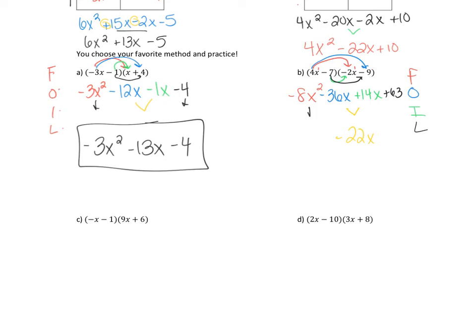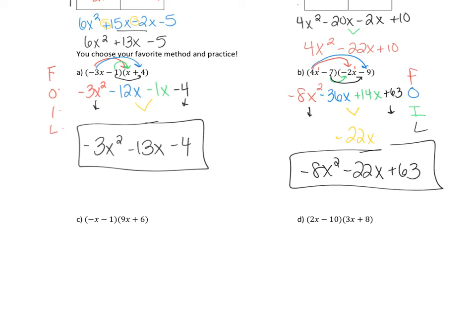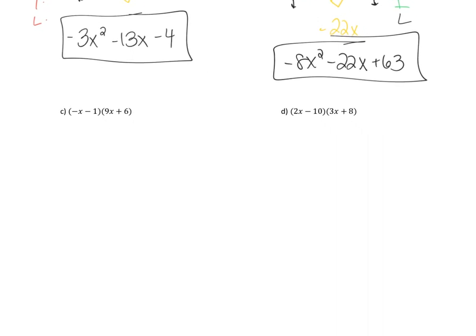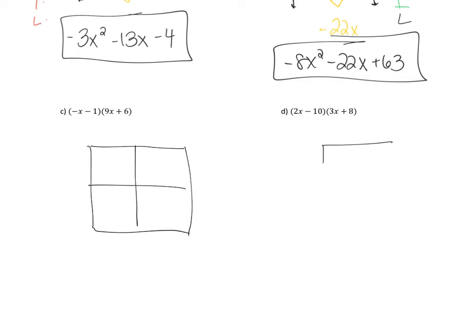Everything else is just being brought down. I'm just going to write it all in one color so it's easier to see. This is your answer. Now I'm going to go ahead and do my box method. So I'm going to draw a box to the best of my ability. It's not going to be pretty, I'm sorry. Same thing, I'm going to draw one over here so we already have it.